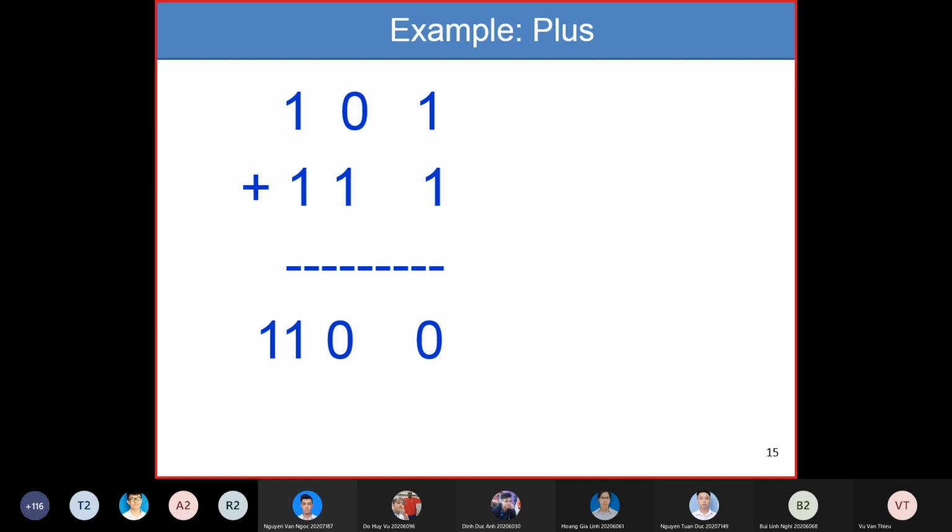Okay, 0 plus 1 equals 1, right? And 1 plus 1, together with what we remembered from the previous step, so 1 plus 1 equals 0. We still carry 1 to the left. Okay, 1 plus 1 equals 0, and also we carry 1 to the left. And 0 plus 1 with the carry from the previous step equals 1. And also we have a 1 we carried here. So the result is 1, 1, 0, 0.